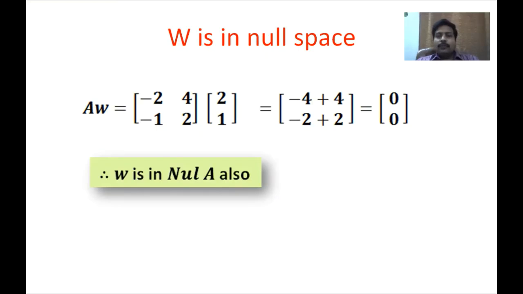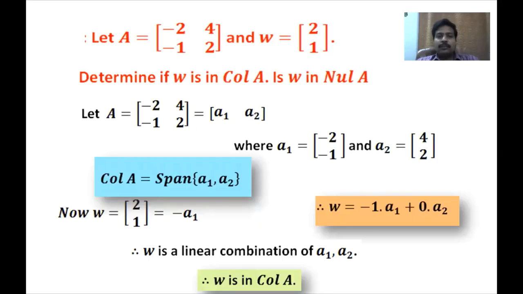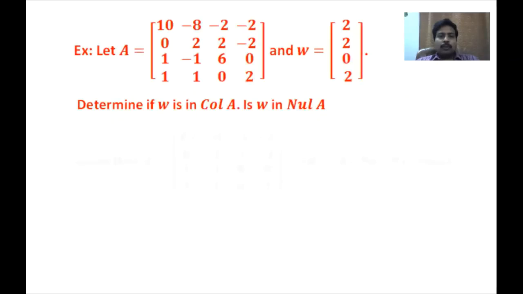So to check whether a vector is in the null space or not, we just have to multiply it with the given matrix. To check whether it is in the column space of A, we have to check whether it is a linear combination of the columns of the given matrix. So let us move on to one more problem.